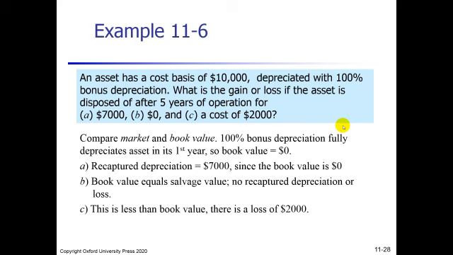In option B here, we had depreciated it down to zero. We got no salvage for it. We basically just threw this away or scrapped it. And so in that case, no recaptured depreciation, no gains or losses, and we're even.